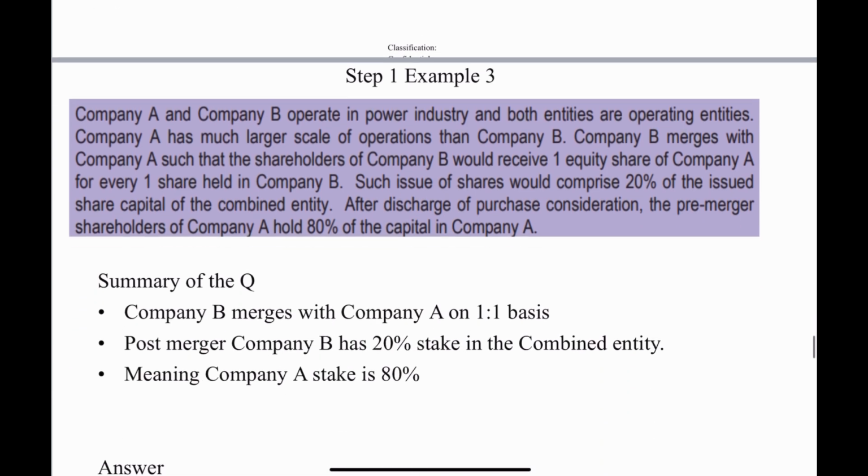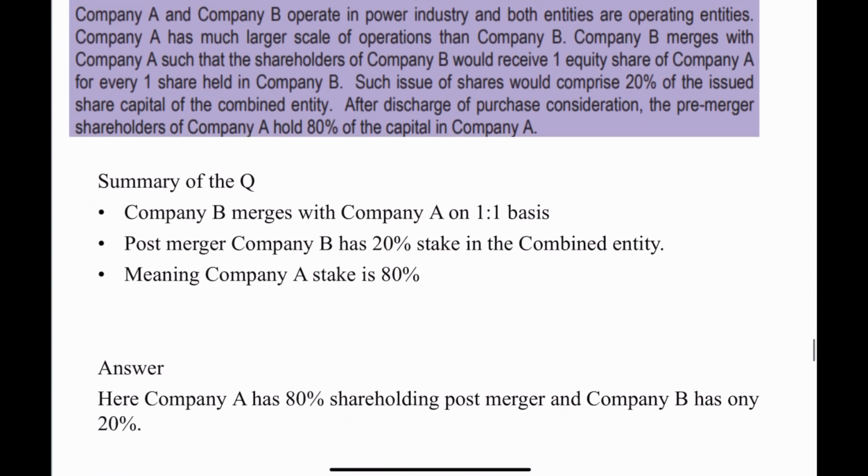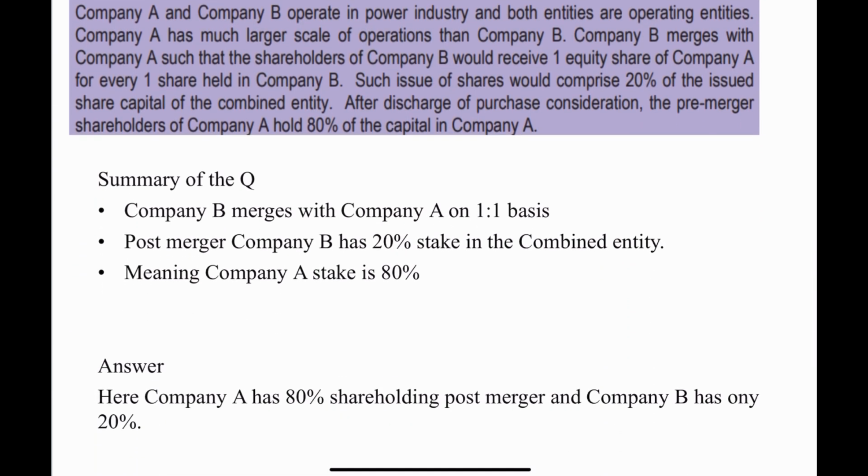Okay, so now I will move to the third example. Yeah, so please read this question also. So I have also given a short summary of this question. So just to brief you.